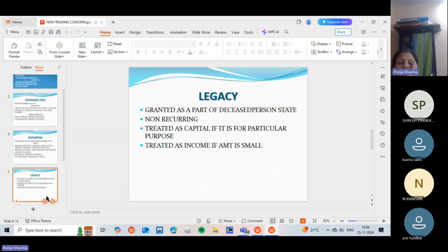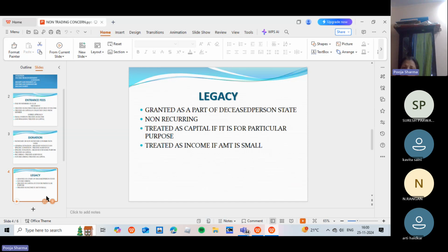Legacy granted as part of the deceased person's estate means it is kind of charity. When a person dies, he doesn't have any beneficiary to receive his earnings or his wealth. So his wealth, by the intent of law, should automatically be transferred or passed to the government. It is of non-recurring nature, so it is treated as capital and capitalized.